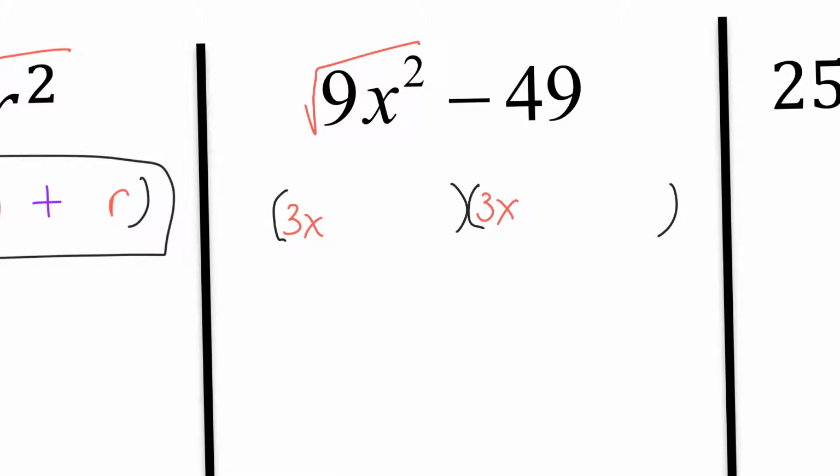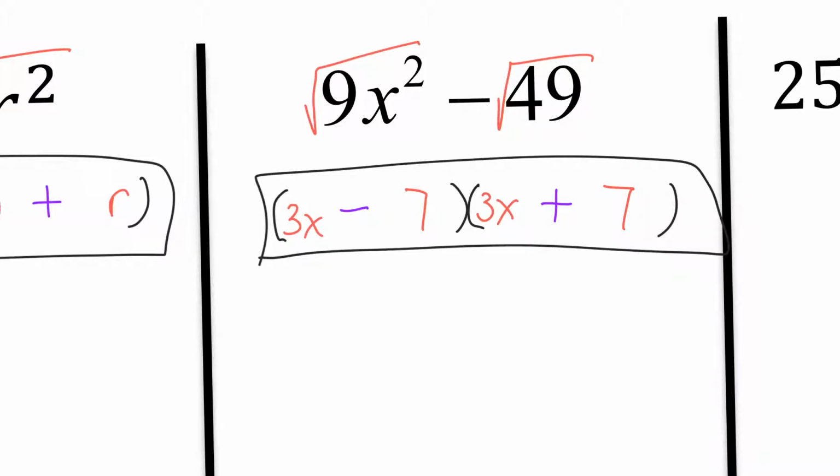3x. I'm going to set up my signs, minus and a plus. And the square root of 49 will be 7 and 7. So you guys would get 3x minus 7 times 3x plus 7.